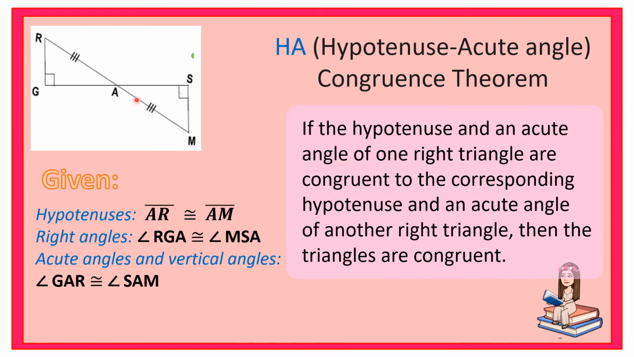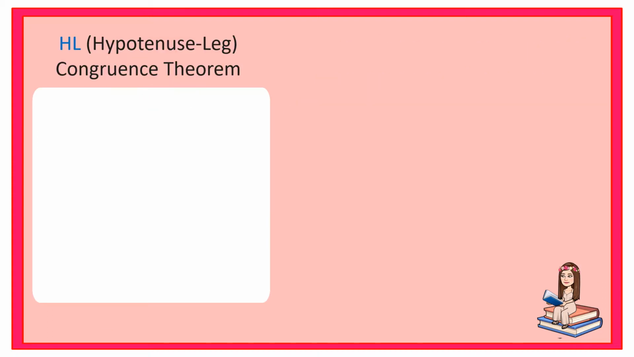So, dahil meron akong right angle, ibig sabihin dalawang right triangle, at meron akong pair ng hypotenuse na congruent, that's for the H, pair of acute angles that are congruent, that's for the A, then masasabi natin na by HA congruence theorem, the two triangles RGA and triangle MSA are congruent. So that's HA theorem. Kapag dalawang right triangle at merong pair ng hypotenuse at pair ng acute angle na congruent, automatic, the two triangles will be congruent. Okay, I hope you get that one. Let's proceed with another one.